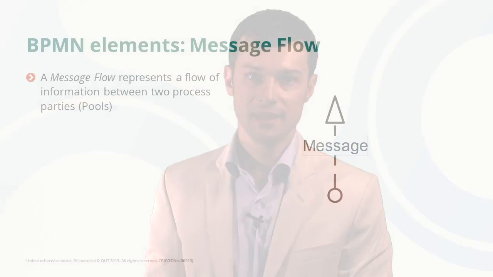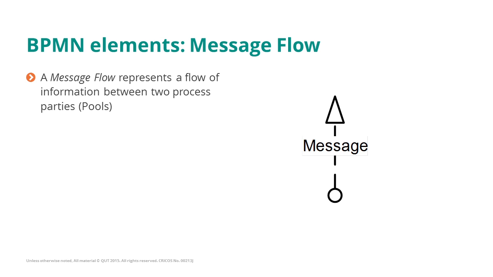In order to model interactions between business parties, we need to utilize one more construct of the BPMN language, which is the message flow. The message flow, which is represented as a dashed arrow with an open arrowhead and starting with an open circle, captures a flow of information between two process parties. And we know that we typically represent a process party with a pool. So essentially we use these message flows to capture communication interactions between two or more pools in BPMN terms.